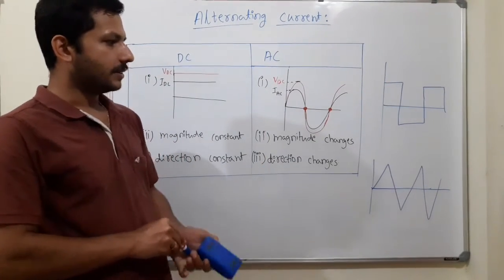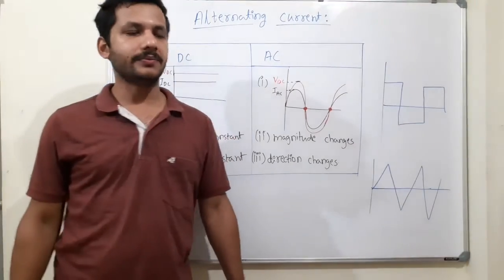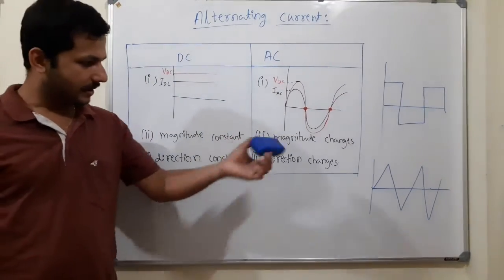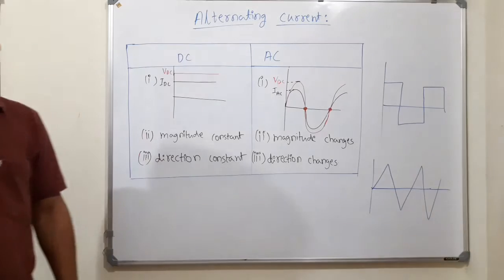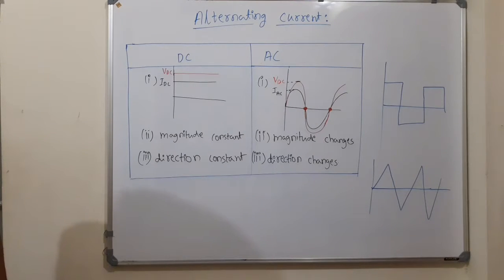We have a small derivation which has to be done next. You can just go through it and look at the differences between AC and DC.